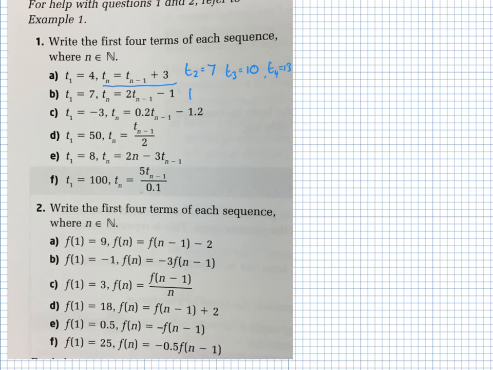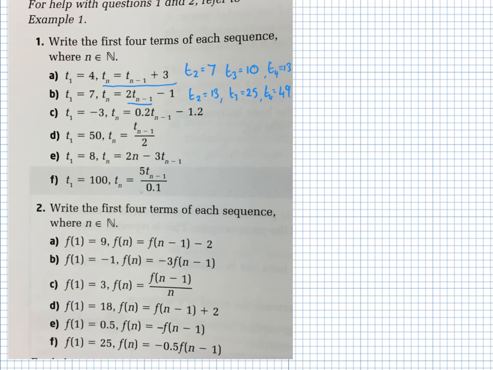Question B says T2 is 2 times the previous term minus 1. So 2 7s are 14, minus 1 is 13. T3 is 2 times the previous term, which would be 2 13s are 26, minus 1, 25. And T4 will be 2 times the previous term, which is 2 times 25, minus 1, 49.